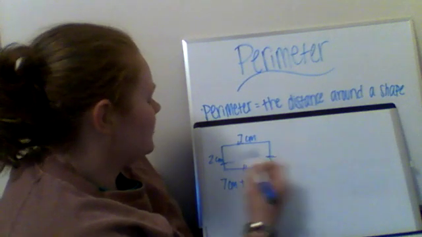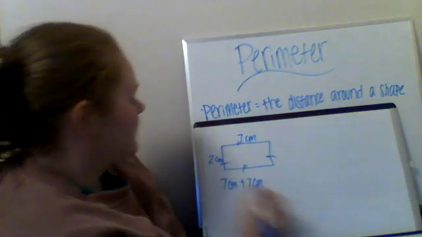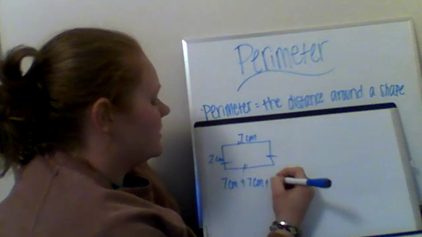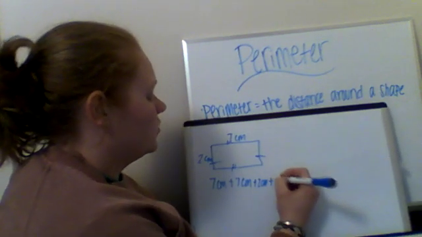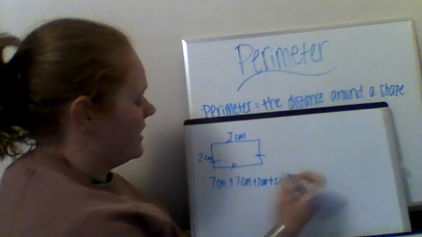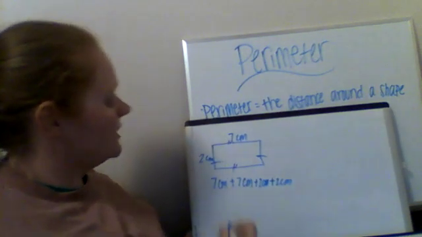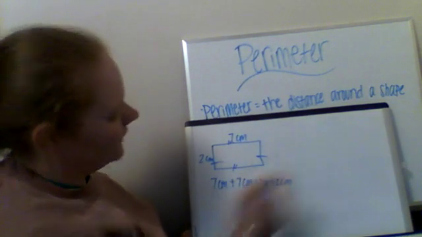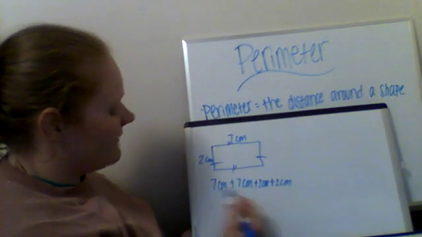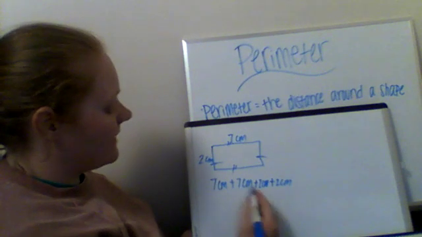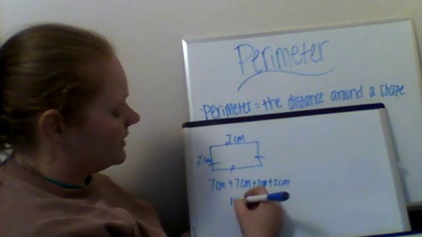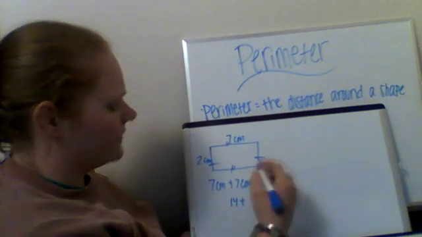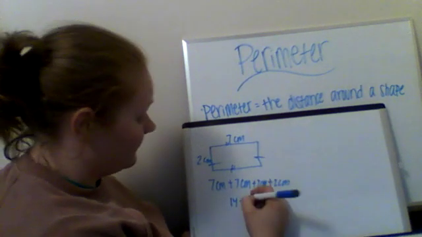Okay, then I know these two sides are going to be the same, so it's going to be plus another 2 centimeters and then 2 more centimeters. Okay, so perimeter is going to be adding up all these different sides. Okay, so 7 plus 7 is 14. Okay, and 2 plus 2 is 4, sorry.